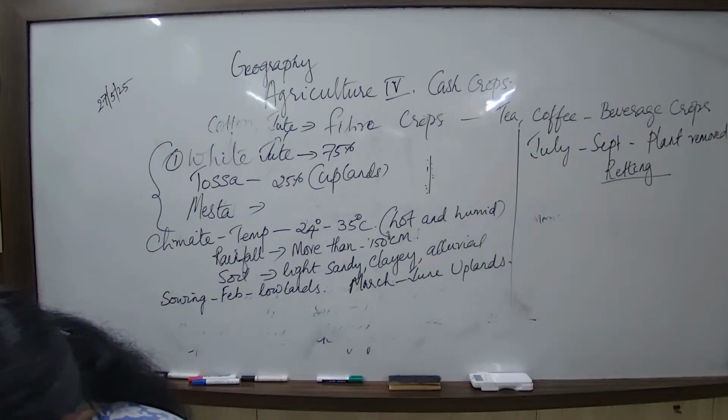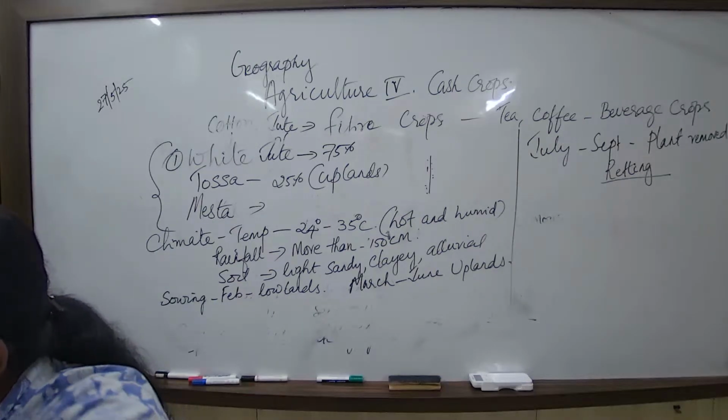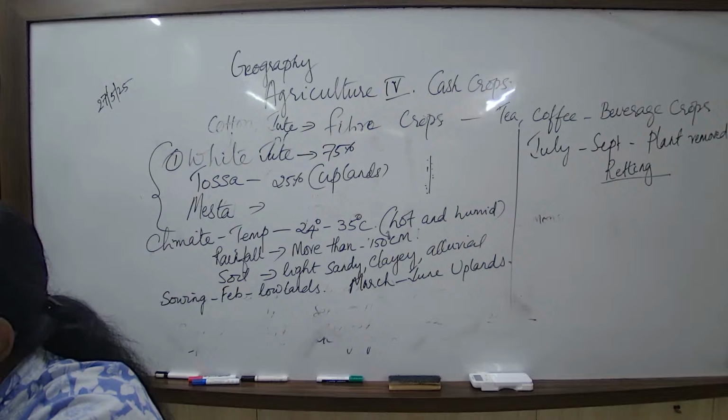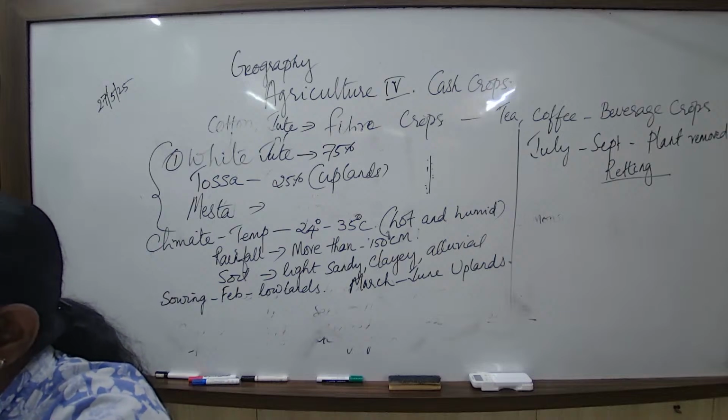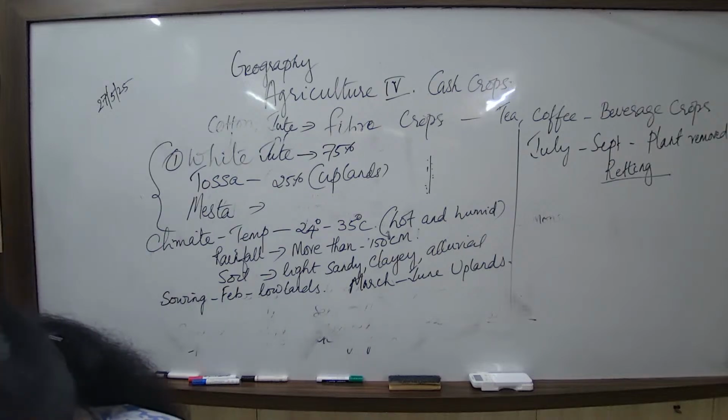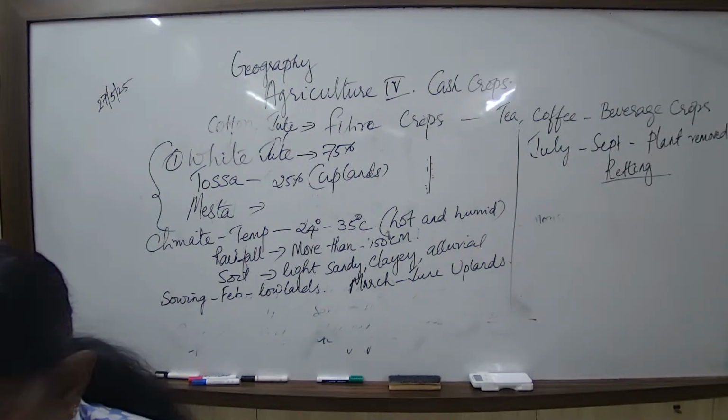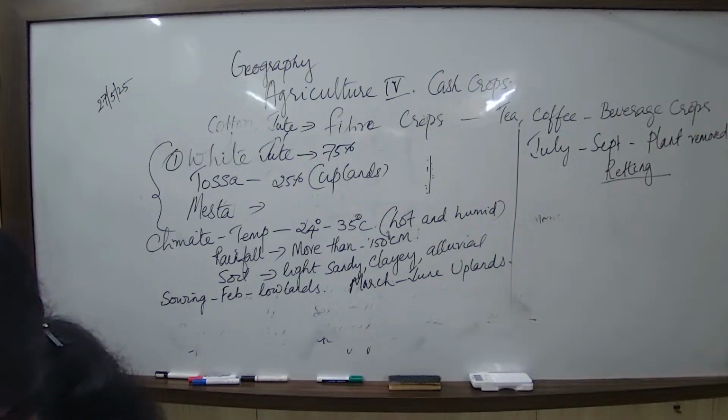Which are the areas where jute is produced? West Bengal, Bihar, Assam, Odisha, Tripura, and the Terai region of Uttar Pradesh. You don't have to learn all the places, just underline the major states. Okay, got it, where it is produced?